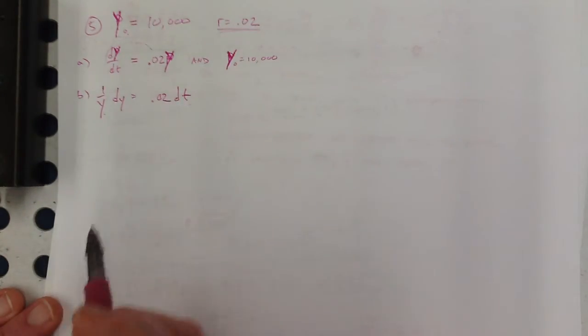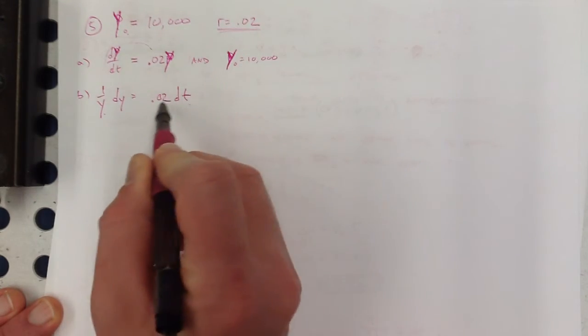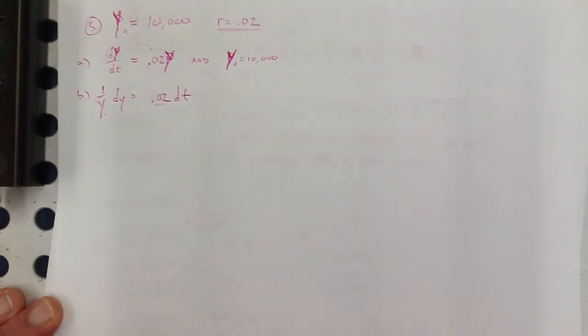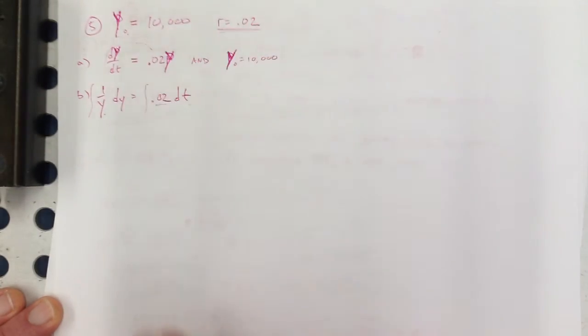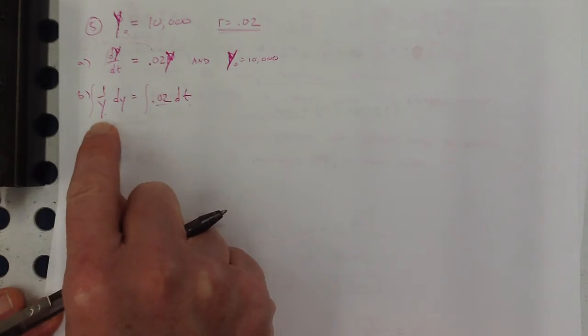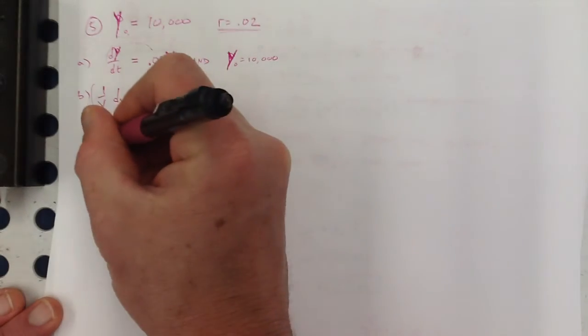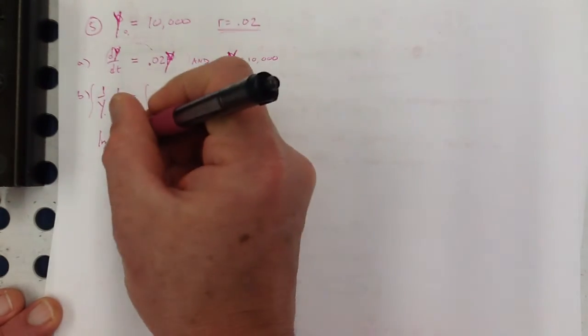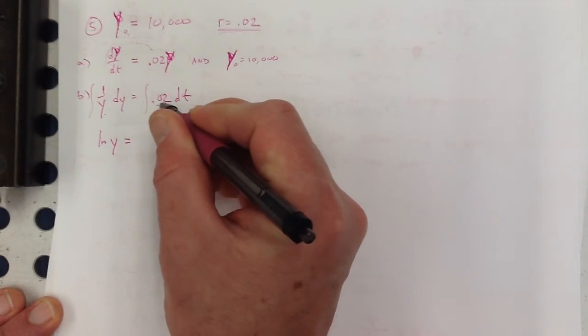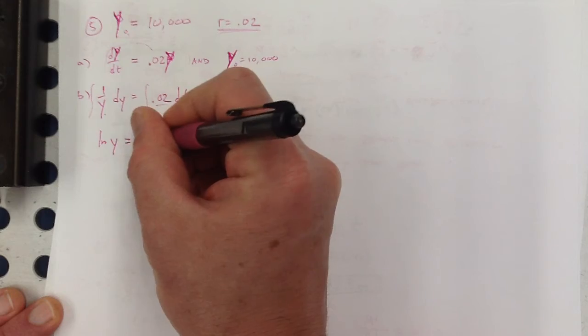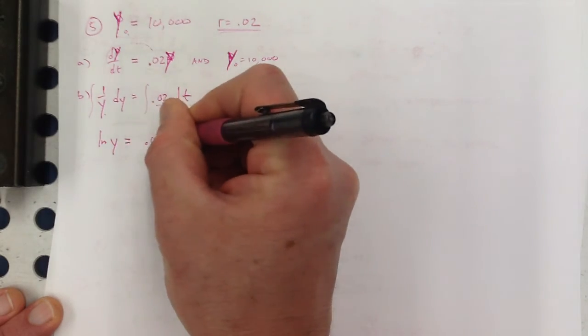Why is this the form we need it in? Because the y's are with the y's, and if there were t's, I would leave them over here, but there aren't any, so just the constant is here with the t. And now we do calculus. What's the antiderivative of 1 over y? Natural log y. And what's the antiderivative of 0.02, the number? It's 0.02 t.